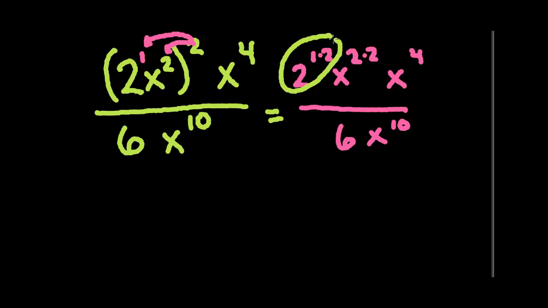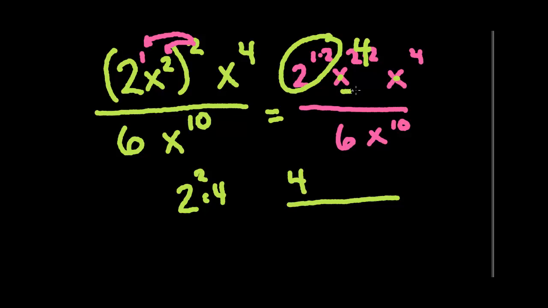Now we still need to simplify, so up top here, this is going to simplify to 2 squared, which is 4. 2 times 2 is 4. And remember, these two are sitting right next to each other. They each have their own base, so the rule is to add their exponents. So that becomes x to the 8th. Down here, we have 6x to the 10th.